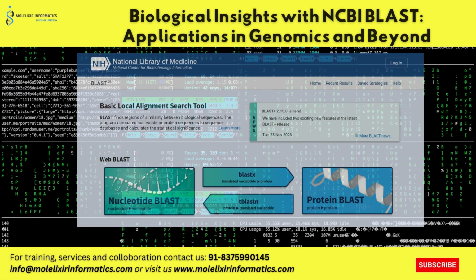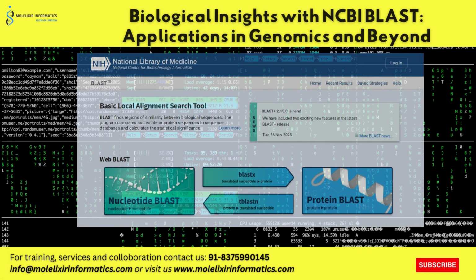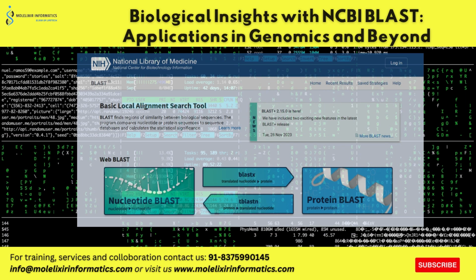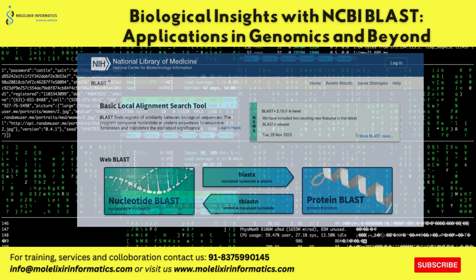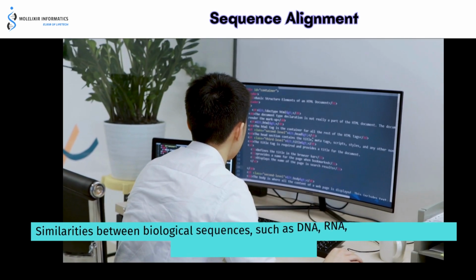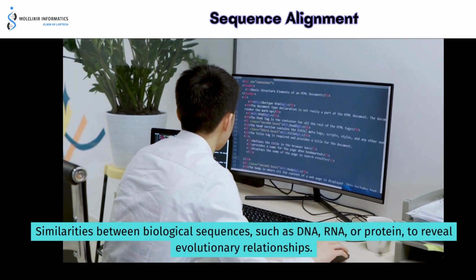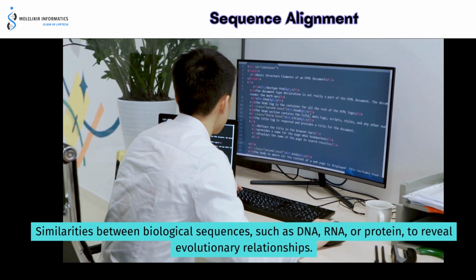NCBI BLAST, that is Basic Local Alignment Search Tool, is widely used for sequence alignment. NCBI BLAST can identify similarity between biological sequences such as DNA, RNA, or protein to reveal evolutionary relationship.